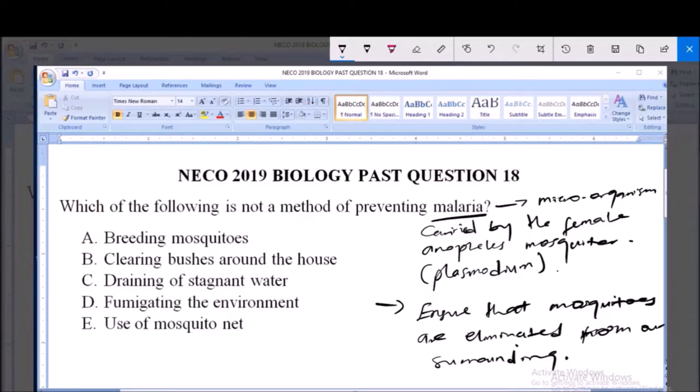Now, option B says clearing bushes around the house. Yes, clearing of bushes around the house will help prevent malaria. Draining of stagnant water also prevents malaria because it will help reduce the stay of its eggs on the stagnant water. Also, fumigating the environment kills the mosquito, and use of mosquito nets prevents mosquitoes from getting in contact with the skin. So now, breeding mosquito is not a method of preventing malaria.